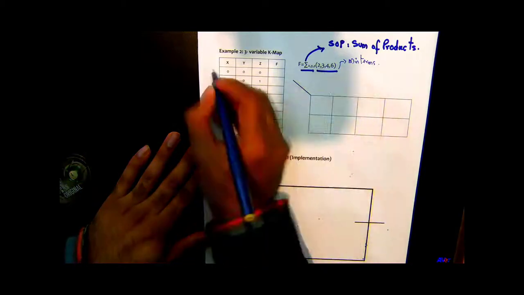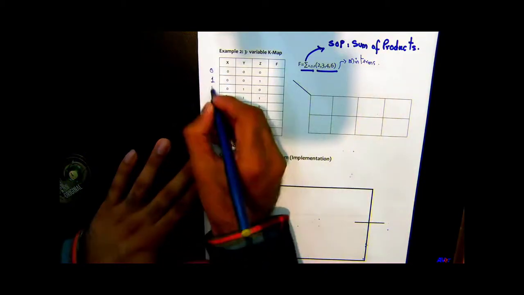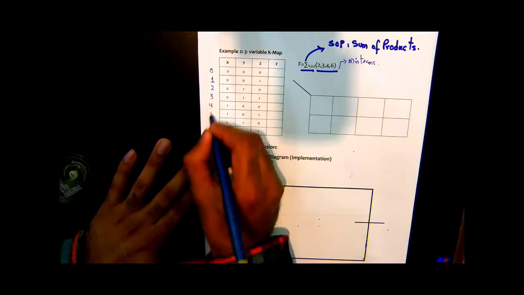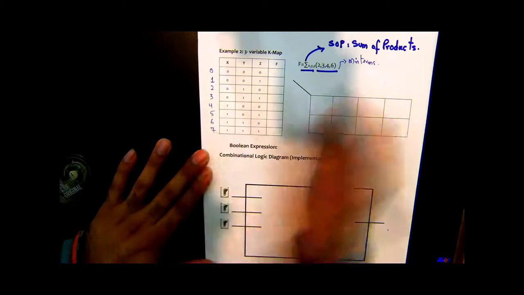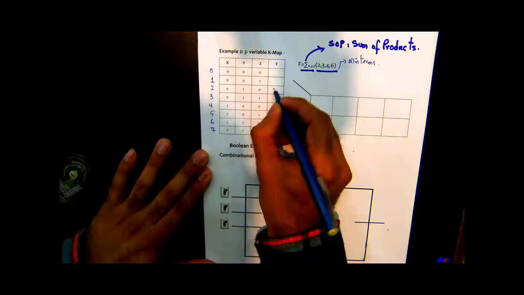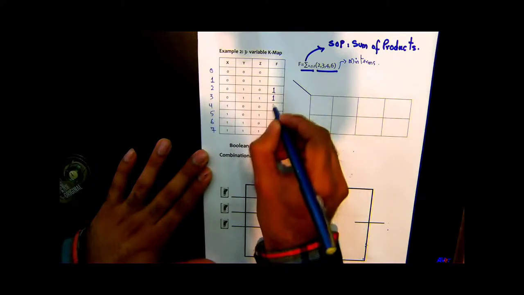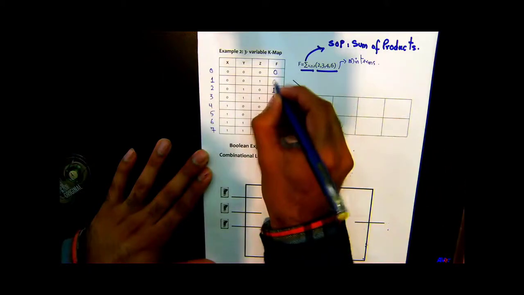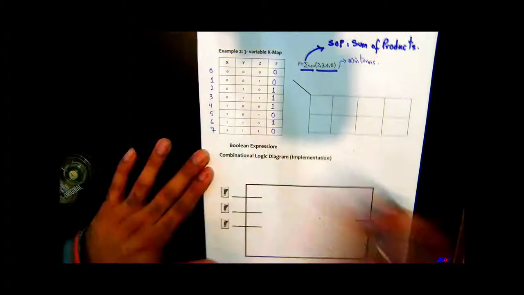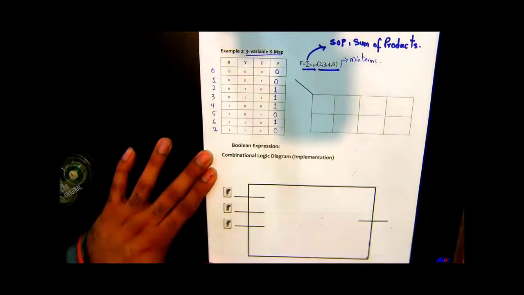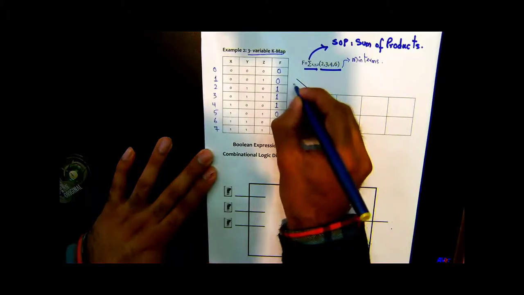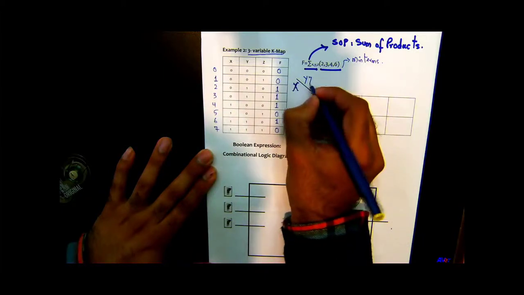So, let me write the decimal numbers here: 2, 3, 4, 5, 6, and 7. Okay, 2 is going to be 1, 3 is 1, 4 is 1, 6 is 1, and the rest of the others will be 0. Now, because there are 3 variables in here, the most significant bit is going to go over here, which is X, and then Y and Z will go here.